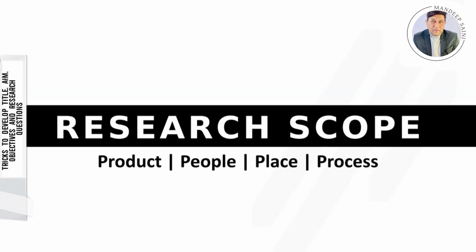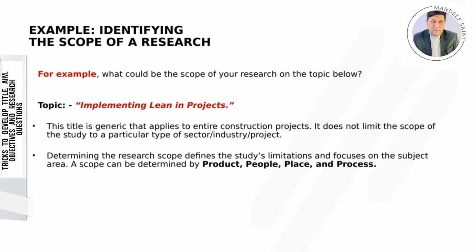So basically, I'm going to talk about the 4 Ps, which are basically the 4 Ps of marketing as well: product, people, place, and process. And that will give you a very good idea how to think about your research, or how to come up with a research title, your aim, objectives, research question, and a tentative structure of your literature review. So let's start.